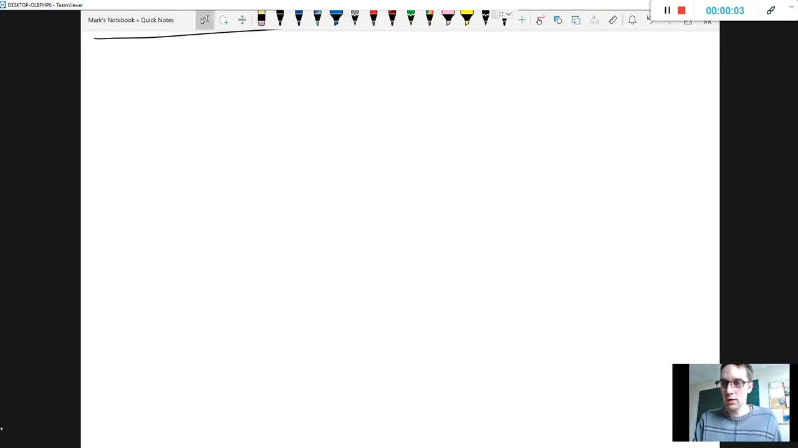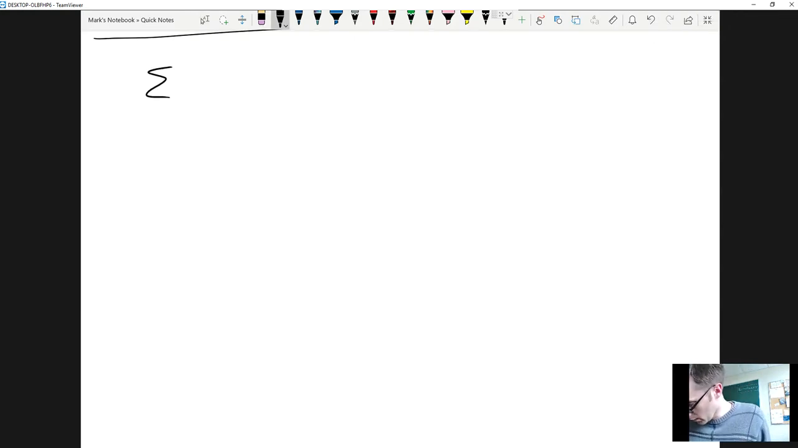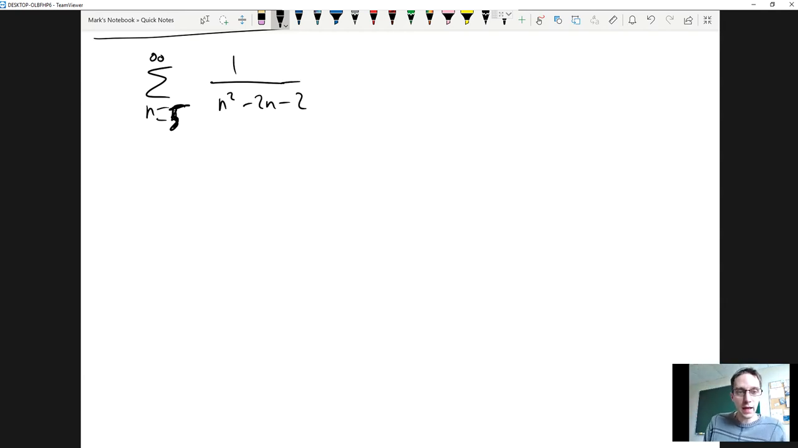To see why we need another comparison test beyond the direct comparison test, let's look at another example. Let's consider the sum from n equals 5 to infinity of 1 over n squared minus 2n minus 2. So it looks a lot like the one that we looked at in the previous video. The only difference is I've changed the signs of the numerator.